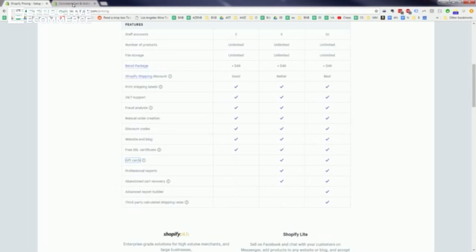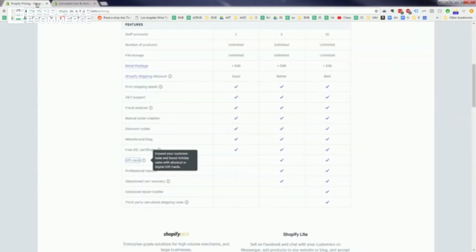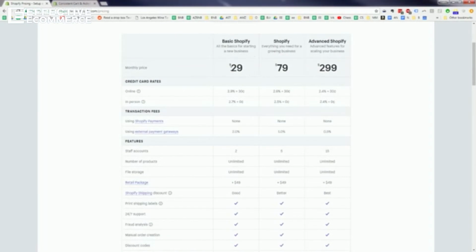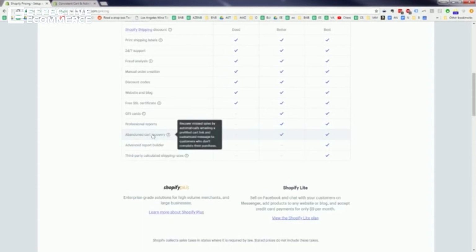But I will say you can get add-on apps for abandoned cart recovery. This add-on app you can get for free, but to actually use the proper functionality, it's $14 a month. So $29 plus $14 is still cheaper than the $79. So if it's just about features, gift cards is a good feature. Abandoned cart recovery is a good feature.